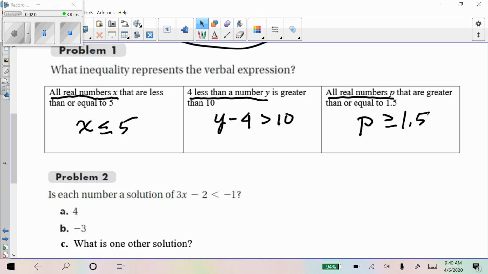Now, one thing I should point out is each of these has an equivalent inequality. I can just switch this around if I switch the sign around. So saying 5 is greater than all these numbers is the same as saying all these numbers are less than or equal to 5. So likewise, you could switch this around and it would mean the same thing. Just remember you need to switch the sign around when you do that.